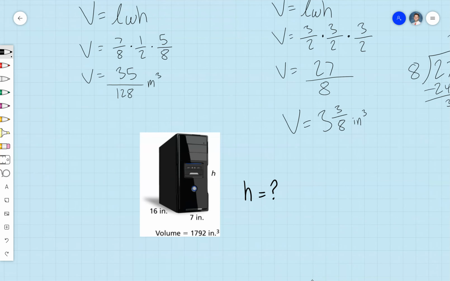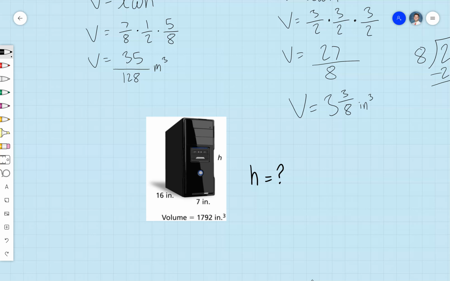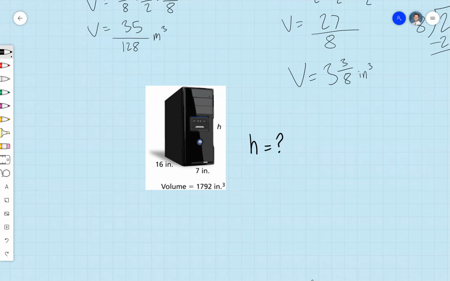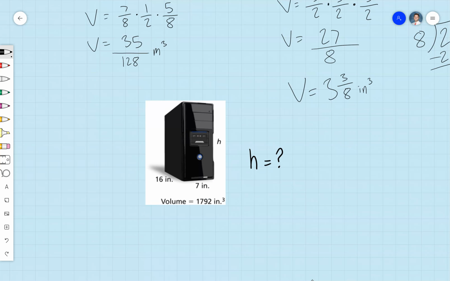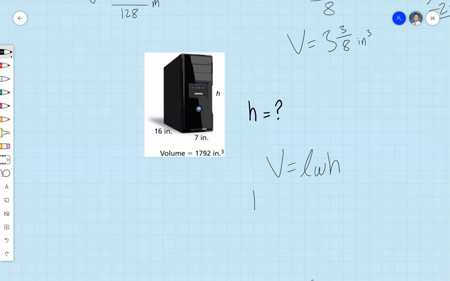All right, now we've got this computer tower here, and this time we're given the volume, and we're given the length and the width, and we need to find the height. So again, we can use our volume formula, V equals length times width times height, and substitute the values that we know. We know our volume in this case is 1,792. We know the length is 16. The width is 7, and we do not know the height. So again, our goal is to isolate h so that we can solve.